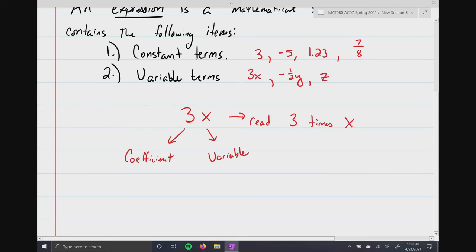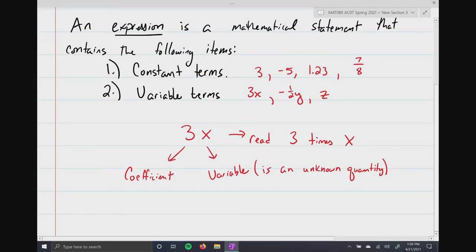The x is called a variable, all right? Now, a variable, just in case you didn't know, is an unknown quantity. Okay, a variable is an unknown quantity. So far, an expression is a mathematical statement that contains the following items: constant terms, variable terms, and the last thing, math operators. And there's only four of them, and you already know them. Plus, minus, put a dot for multiplication, and then a division symbol. Those are just abbreviated, that's all.